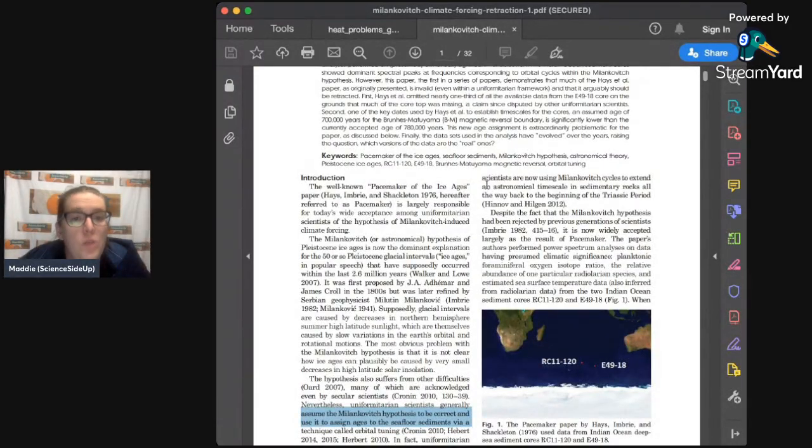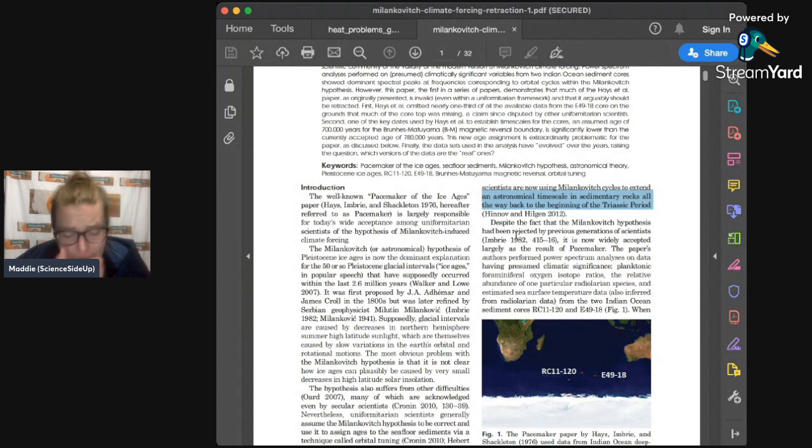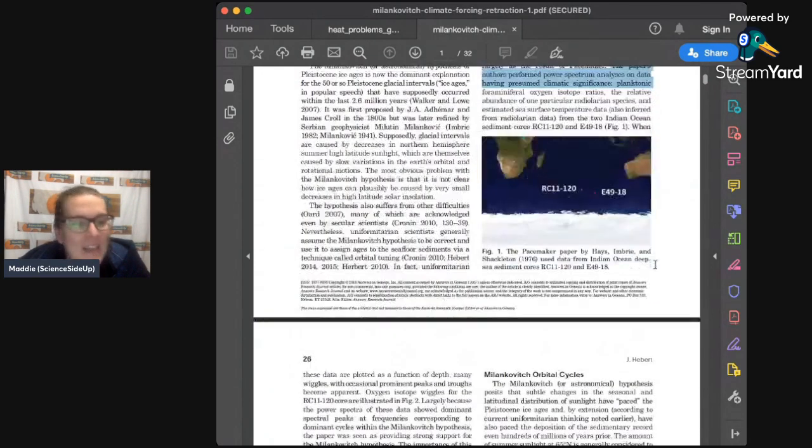Yeah, so utilitarian scientists, I hate that phrase. It just gives me an ick. Are now using Milankovitch cycles to extend an astronomical timescale in sedimentary rocks all the way back to the beginning of the Triassic period. So just using these is another way to help us date things. So the paper's authors performed power spectrum analysis on data having presumed climatic significance. Again, it's a temperature proxy. Of course, it has climatic significance.